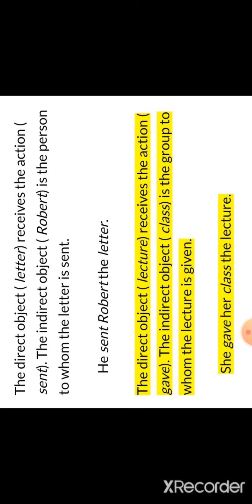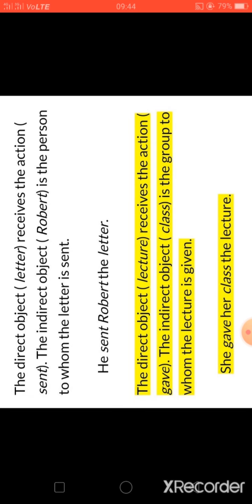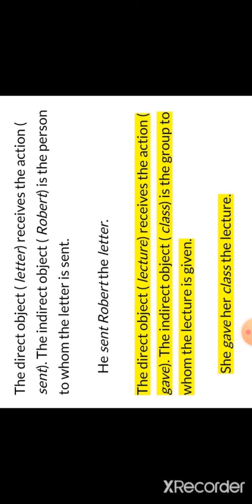Now you can see, he sent Robert the letter. Now sent what or sent who? First you will ask this question. So sent what? You will get the answer, letter. So letter is the direct object. Now the letter is sent to whom? Now here you are getting the answer to the question to whom. To Robert. So Robert is the indirect object here. Okay, now I hope this is clear to you.